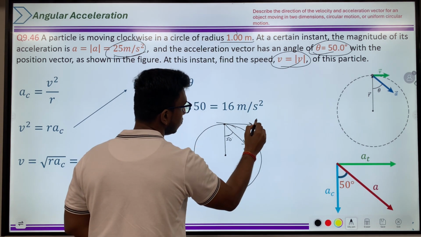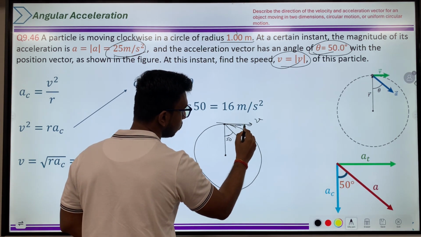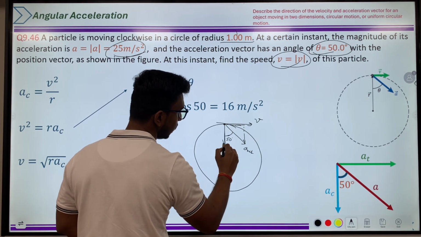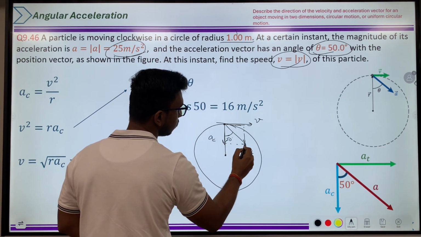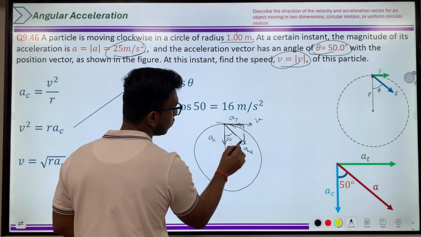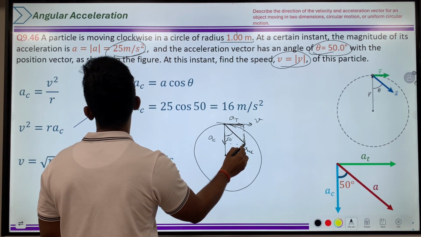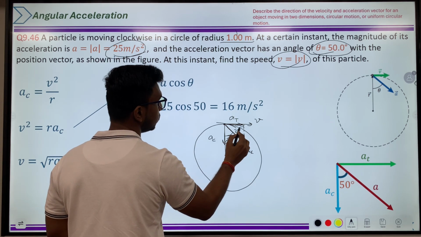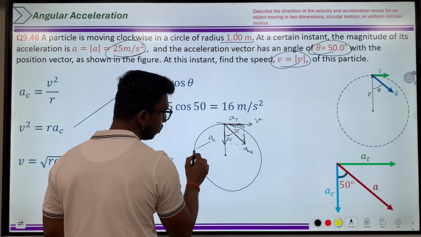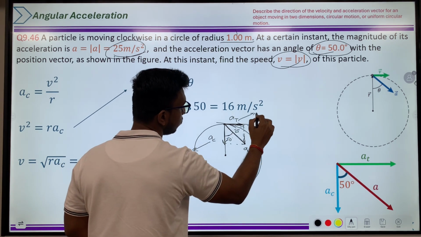So this is the velocity somewhere. Now if it is rotating in this direction, then at this point, on this side there will be ac and on this side there will be at. This I already know. Acceleration is 25 meter per second square. So this will be 25 cos 50 and this will be 25 sin 50.